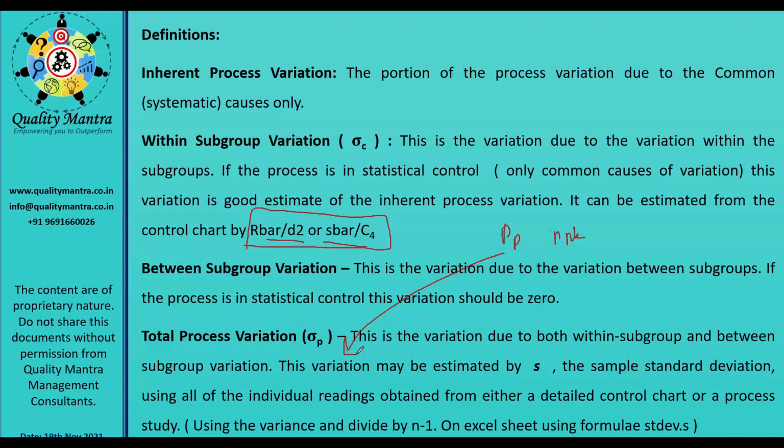So for calculating Pp and Ppk, you are going to utilize the total process variation, which will be calculated using the standard deviation based on the variance. In Excel sheet, directly you use stdev.s for the entire data, or you calculate the variance and then calculate the standard deviation by taking the square root of the variance.